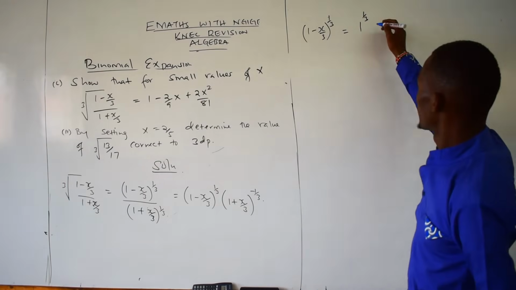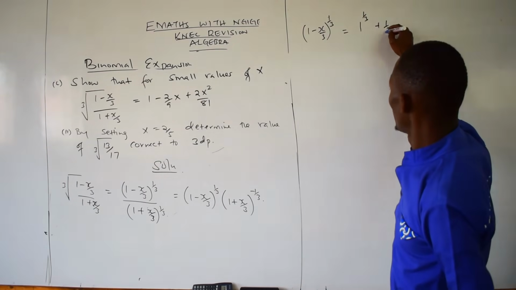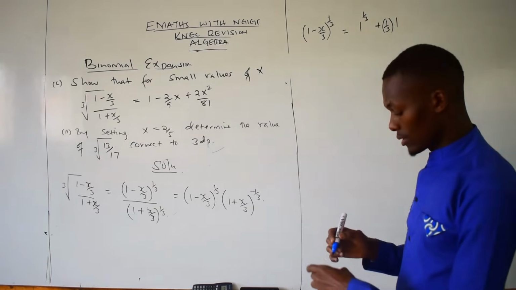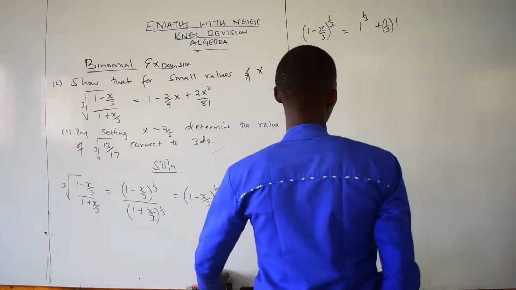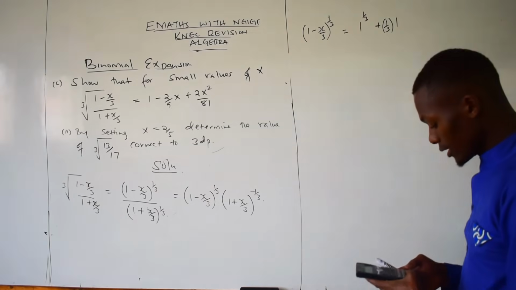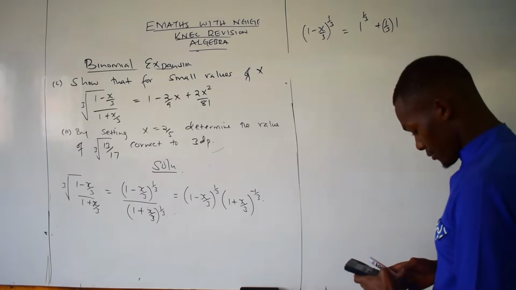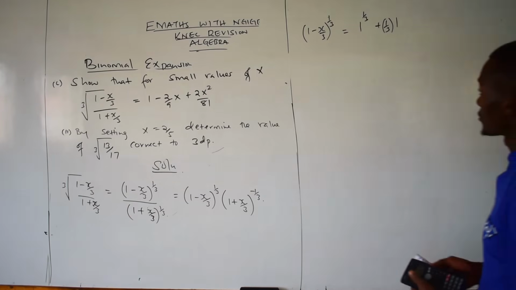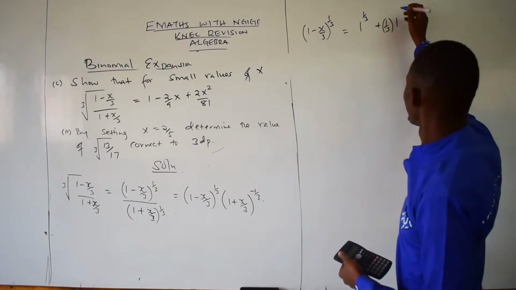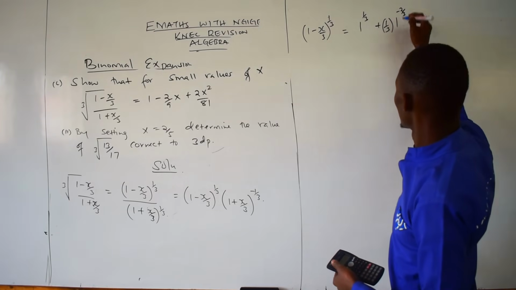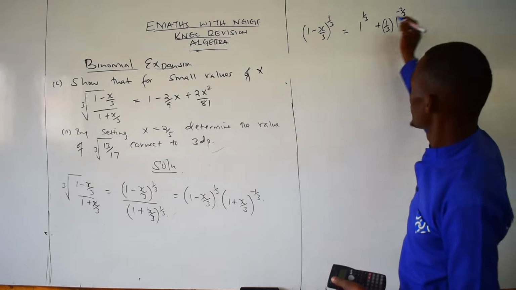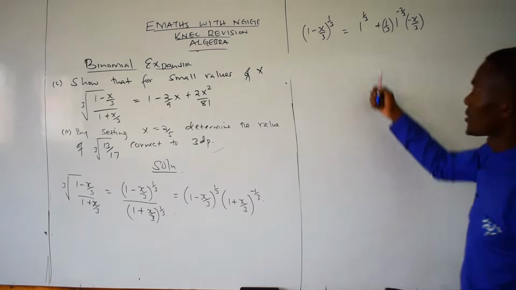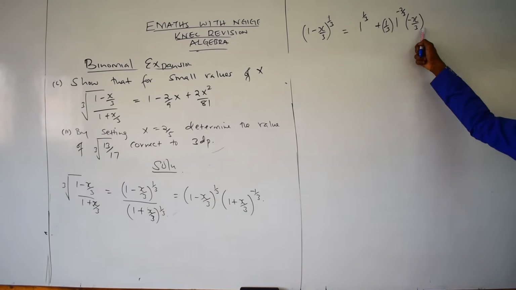Then the second term is given by: drop the power, and reduce the power by 1. What is a third minus 1? Negative 2 over 3, right? A third minus 1 gives you negative 2 over 3. So a third times negative 2 over 3, then introduce the term here, negative x over 3. Remember, the first term is power 0, now here it is power 1.